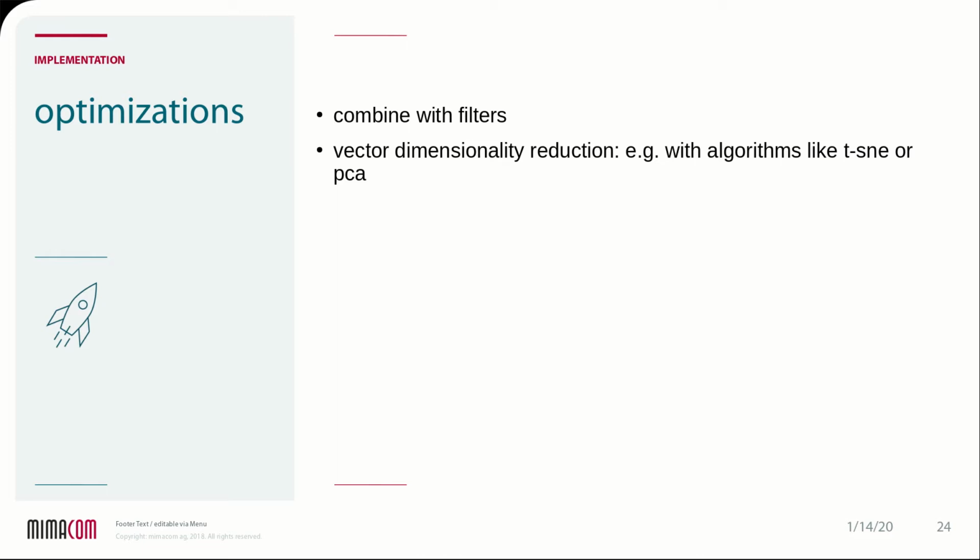Another way would be to use vector dimensionality reduction. There are some algorithms that we can use to reduce the number of dimensions in a vector without losing too much information. One of them is, for example, t-SNE, which works quite well. Another one would be principal component analysis. And using that, we could reduce the dimensions from, let's say, 1024 to maybe 256, and that would already reduce the complexity of the computation and also the storage demand.